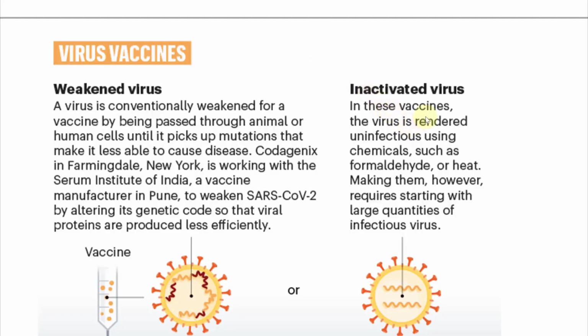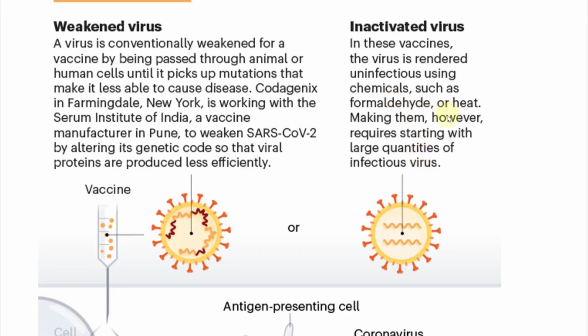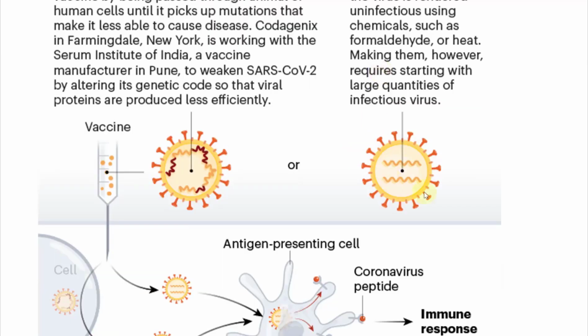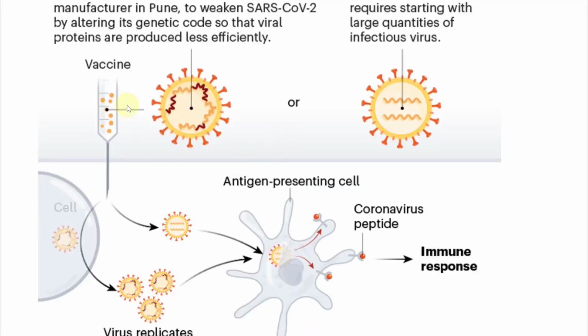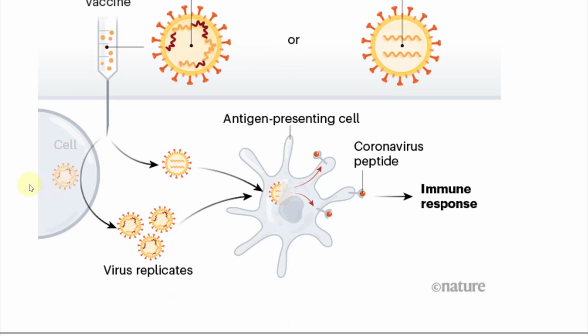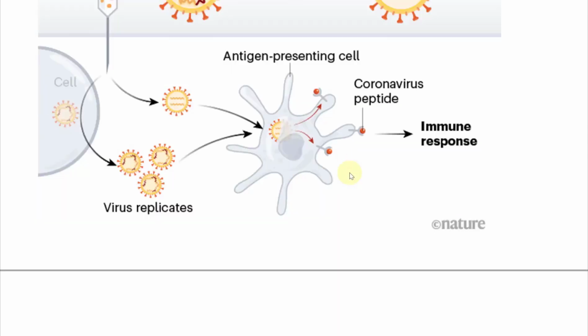In these vaccines, the virus is rendered uninfectious using chemicals such as formaldehyde, or heat, however this requires starting with large quantities of infectious virus. You have to get a whole bunch of them, and then inactivate them with heat or chemicals, and so on. And then the same thing: you insert it into the body, and the antigen-presenting cells absorb and engulf it, and then take the peptides or parts of it and present it to the immune response system. So there's coronavirus peptide and so on. The setup is always the same.